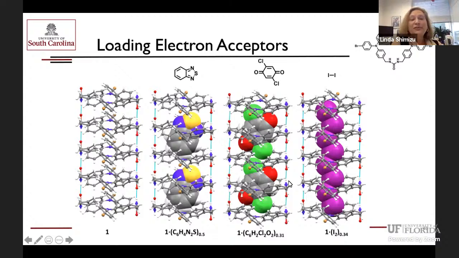So here are the structures. Again, we have our isostructural host framework, so it's the same in all 3 materials. And we have our benzothiodiazole loaded inside, our electron acceptors loaded inside, and iodine. Iodine loads in really quickly, but once you take it out of the iodine vapor, it actually desorbs. So instead of being 2-to-1, already by the time we took it to the X-ray diffractometer, it's already started to come out of the material.